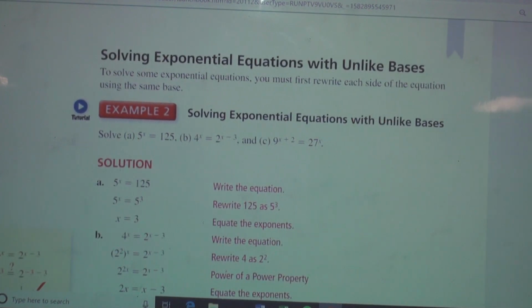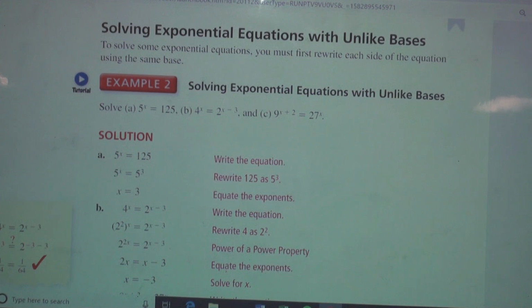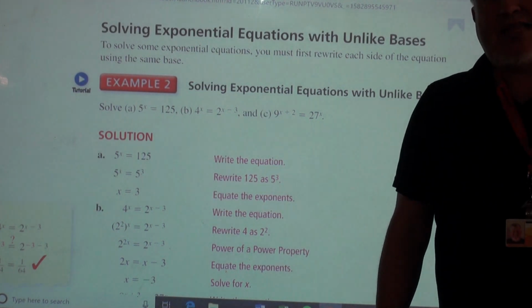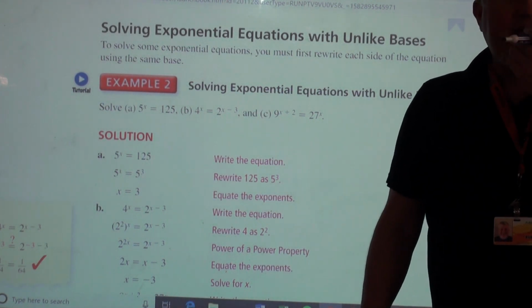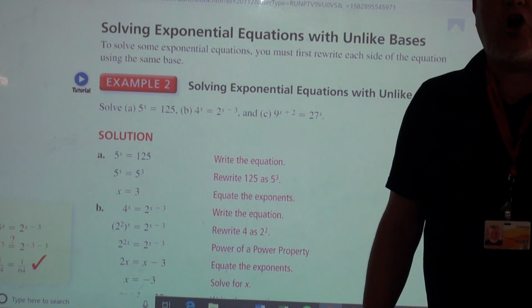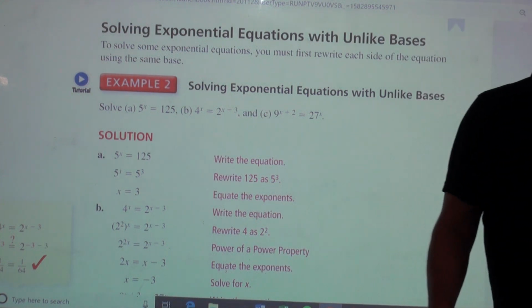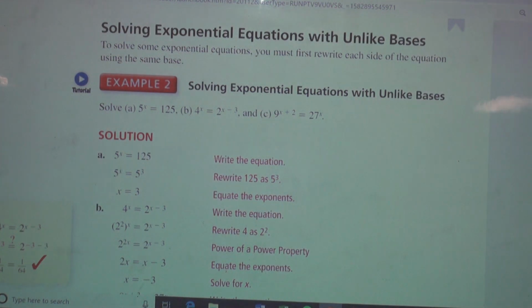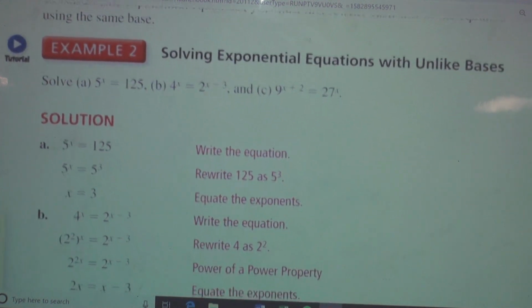Solving exponential equations with unlike bases. All right. Understand when these pop up, the bases start out unlike, but what you have to look at is, can I set them to where the bases are the same? So they give you these 3 examples under example 2. This is on page 327.